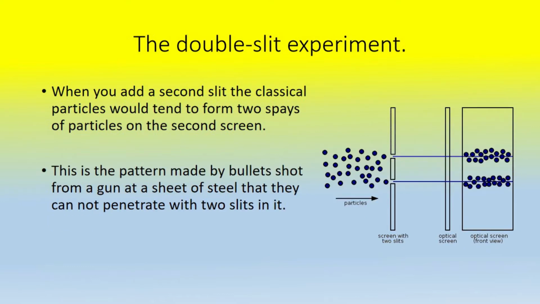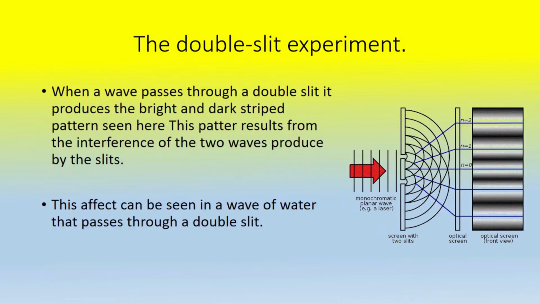When you add a second slit, the classical particles would tend to form two sprays of particles on the second screen. This is the pattern made by bullets shot from a gun at a sheet of steel that they cannot penetrate with two slits in it.